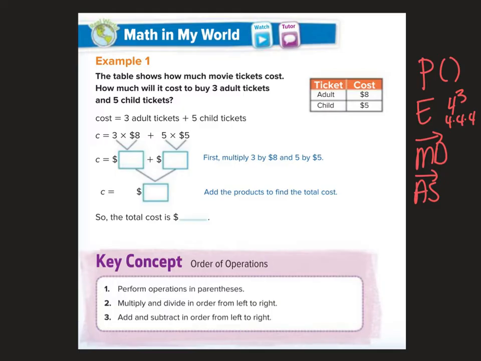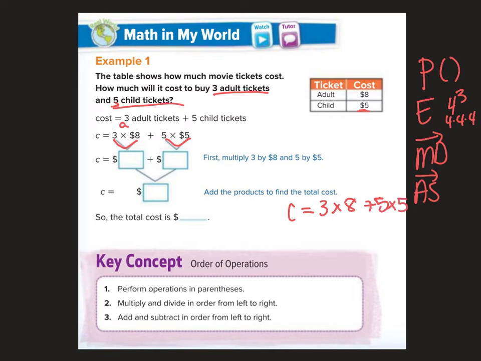Example 1. The table shows how much movie tickets cost. How much will it cost to buy 3 adult tickets and 5 child tickets? Okay, so I want 3 adults, so I'm going to do 8 times 3. There's our adult, and then I need to add that to our child, which is $5, and I've got 5 children. 5 times 5. Okay, so my first step, if I look at, are there any parentheses in this equation, I suppose? C equals 3 times 8 plus 5 times 5.